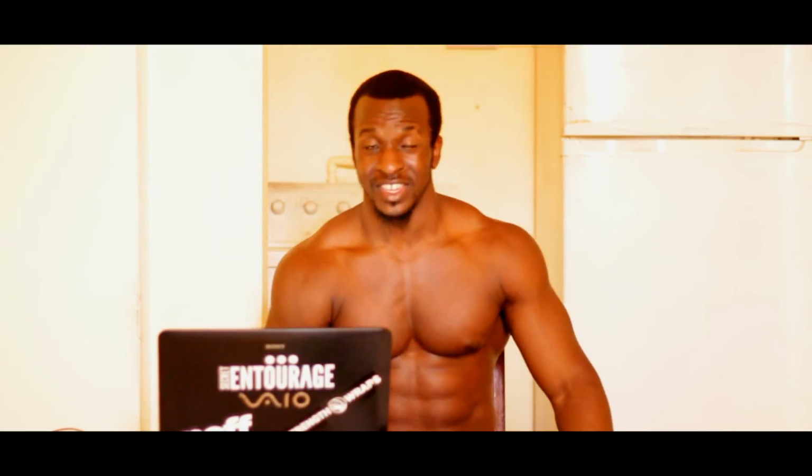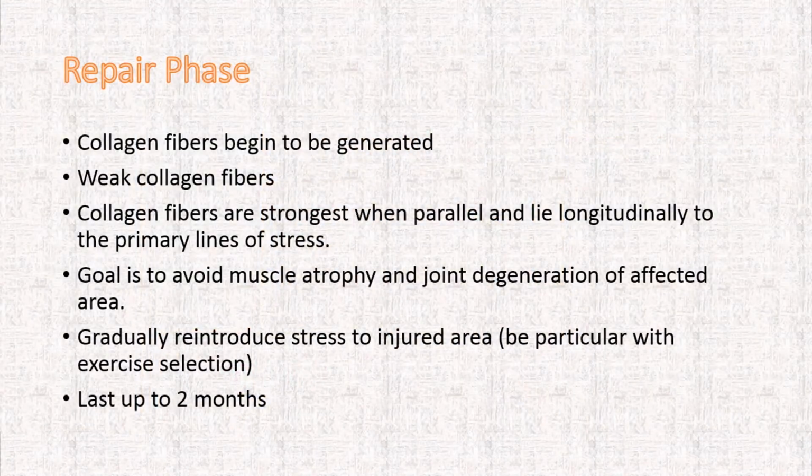So the repair phase. Repairing is very important. So collagen fibers are being generated. Collagen is a type of protein. So protein, there's so many different types of amino acids. This is one of them. And weak collagen fibers, when they're new, what will happen is they'll lay down transversely, and that is not when you want to go and get right back into exercise.